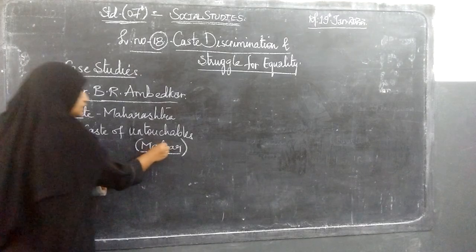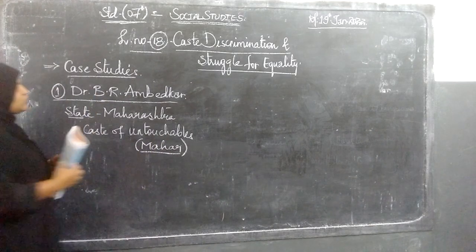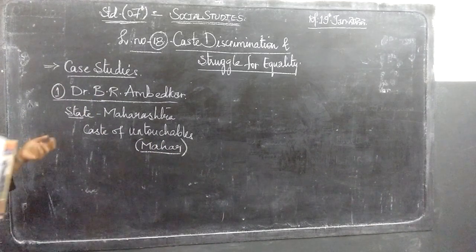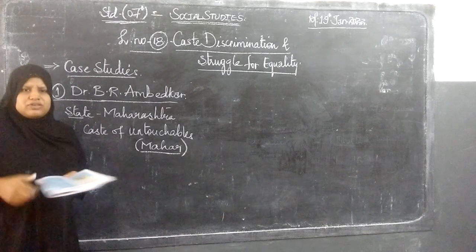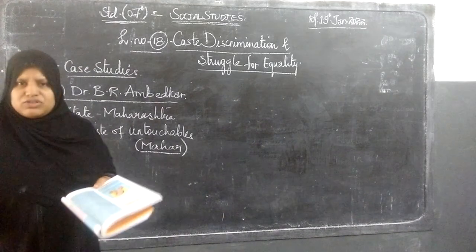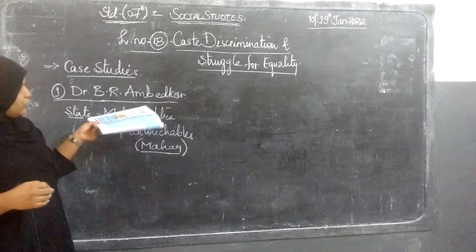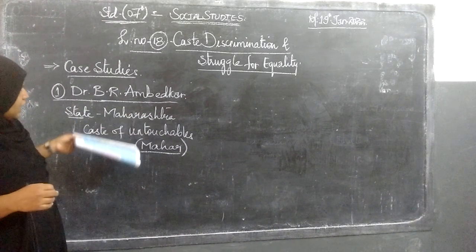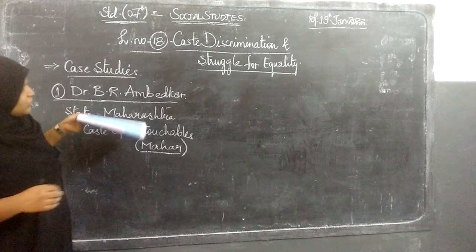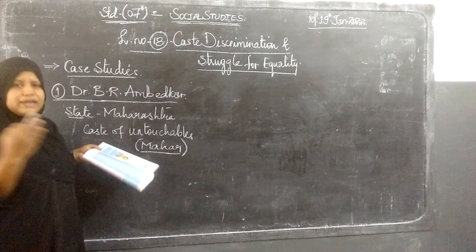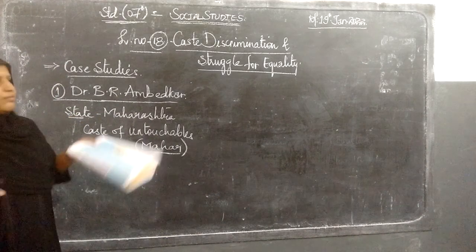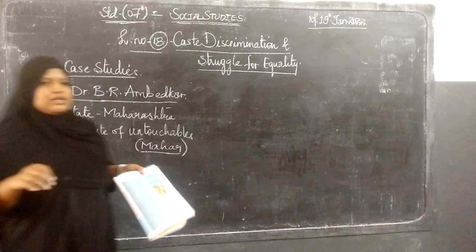Dr. B.R. Ambedkar, as we all know, was the chairperson of the drafting committee of the Constitution and the first Union Law Minister. At the same time, he belongs to the state of Maharashtra, where there is an untouchable caste called Mahar. Dr. Ambedkar belongs to this particular caste.